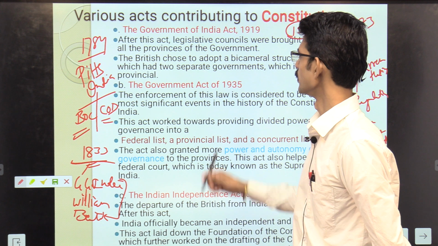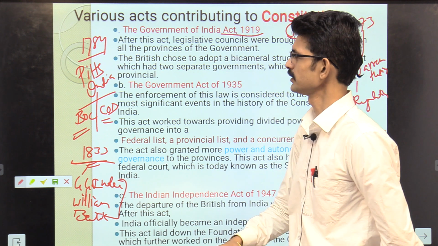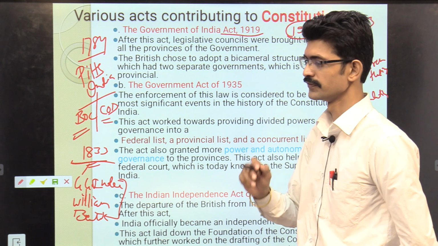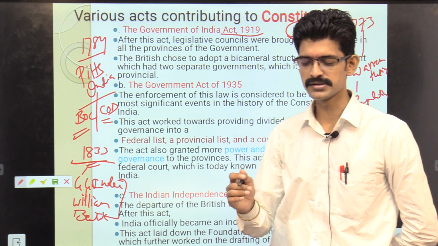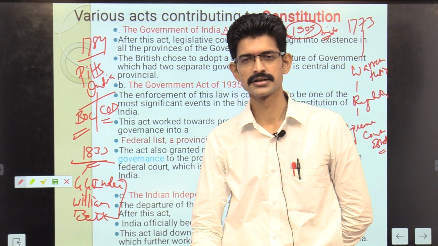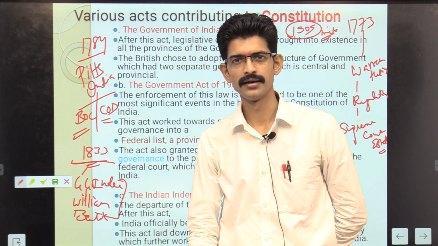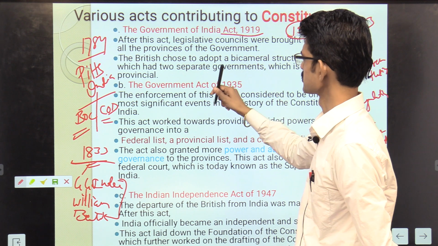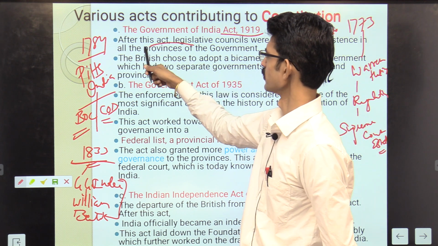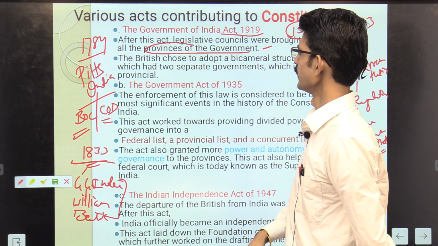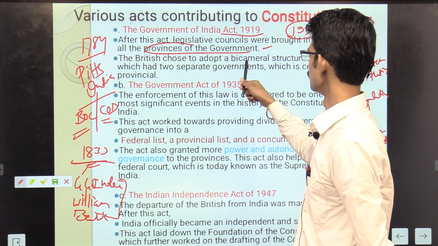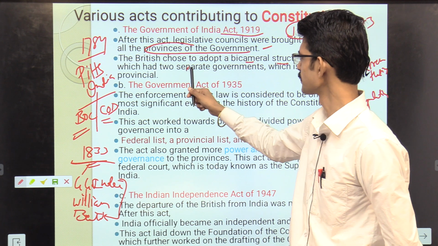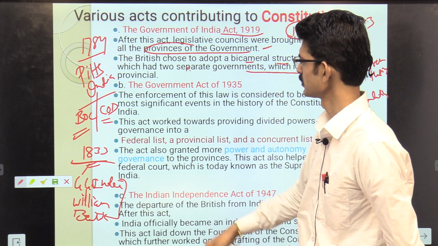Then comes the Government of India Act 1919. This act was a legislative provision in which three lists were created. So the central list, provincial list and concurrent list were there, and it brought the existence of provincial governance to India. The British chose to adopt the bicameral structure of government and had two separate governments, central as well as provincial.